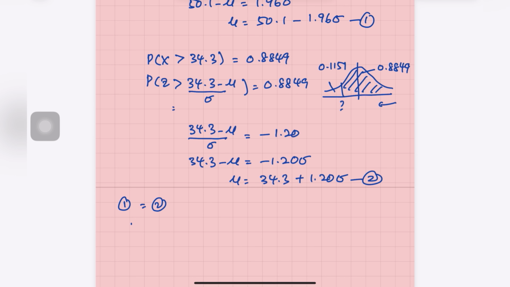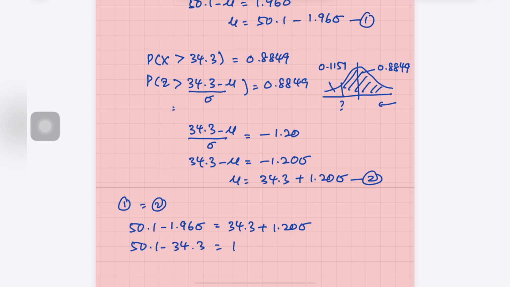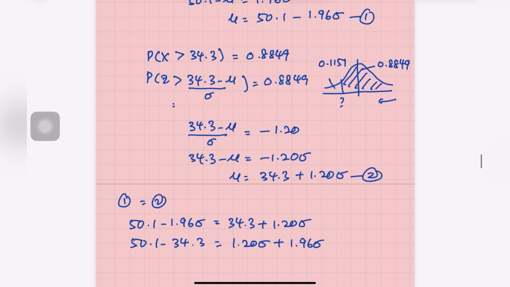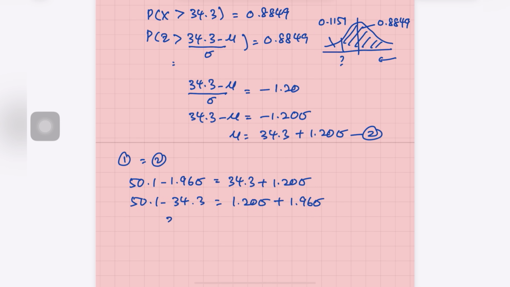Okay, so 50.1 minus 1.96 sigma equals 34.3 plus 1.20 sigma. So 50.1 minus 34.3 equals 1.20 plus 1.96 sigma. So then this one, 3.16 sigma equals 15.8, and sigma is 15.8 divided by 3.16, so it should be 5.